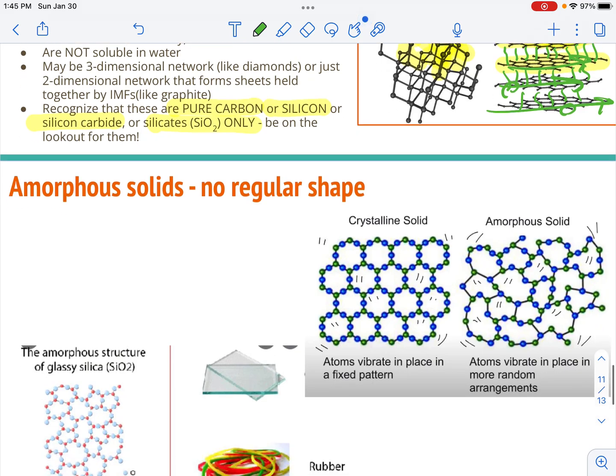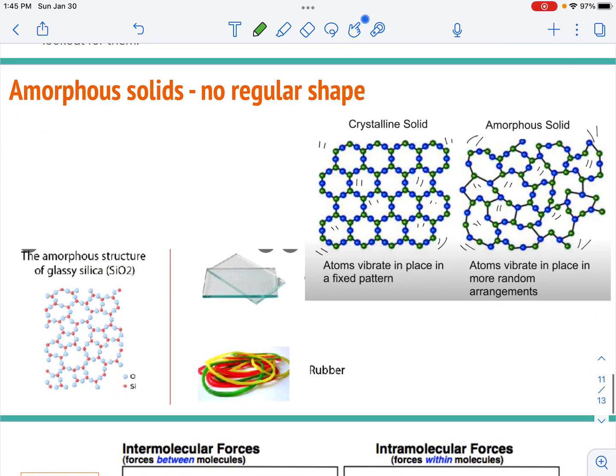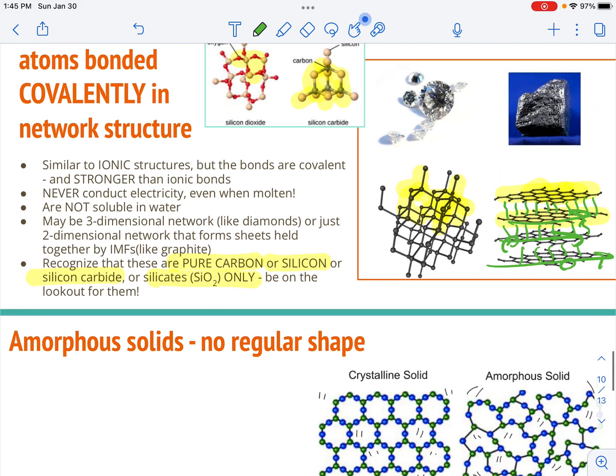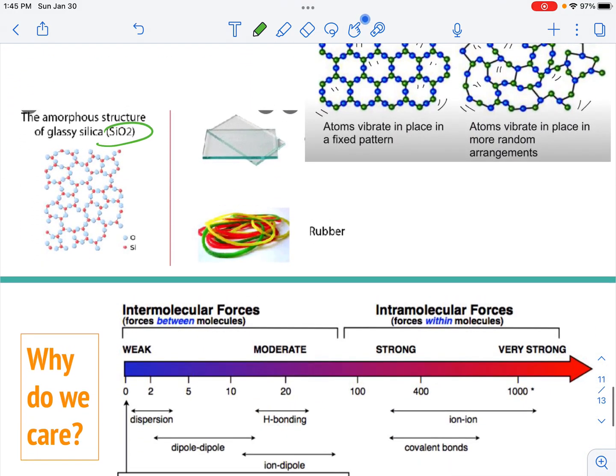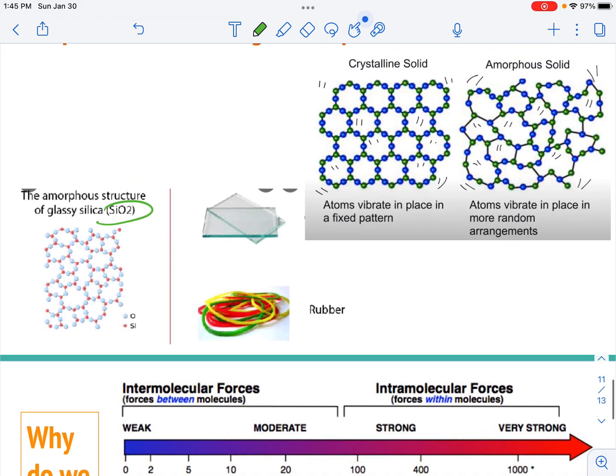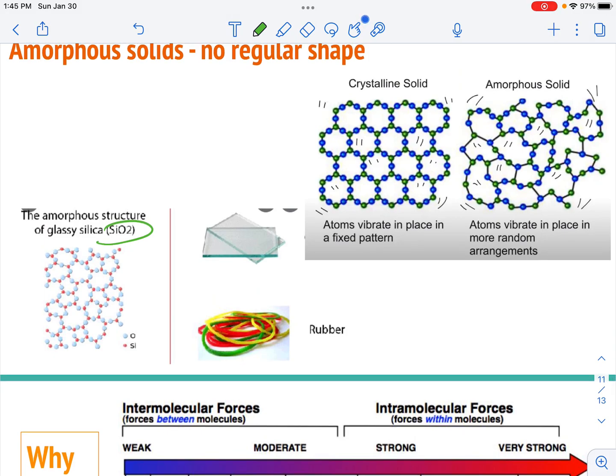They're both network covalent. Notice that amorphous solids can be a bunch of different types of things. So we do see silica, SiO2, as opposed to silicates, SiO2, or silicon dioxide there. And it can be in a more amorphous structured pattern.